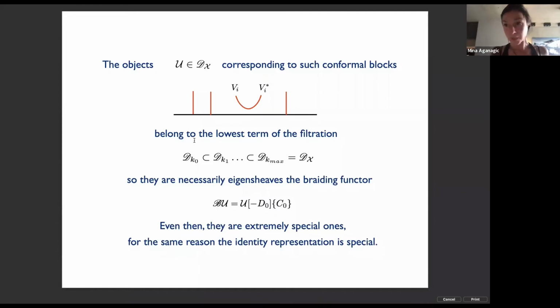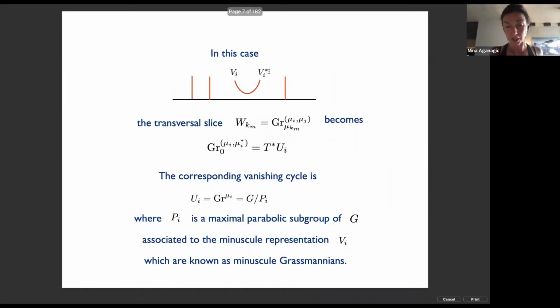Now, this will happen anytime. Any brane at the lowest order of any such filtration will always be an eigensheaf of braiding, however, at the corresponding wall only. However, the kind of braiding that you get near a wall associated to bringing conjugate representations together is very, very special, because the identity representation is very special. So we'll see things that we won't see generally at lowest orders in the filtration.